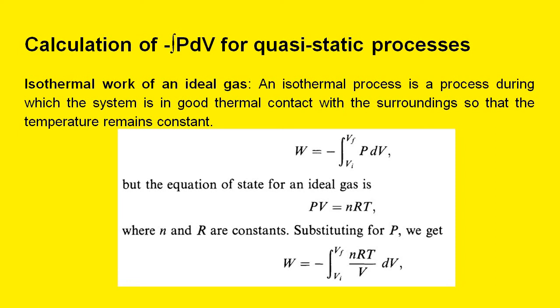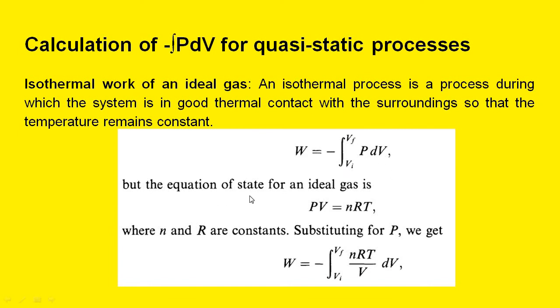And now we have different processes like isothermal, isobaric, isochoric, adiabatic, etc. We will be calculating the expression for work done during these types of quasi-static processes. First we will start with the isothermal work. An isothermal process is a process during which the system is in good thermal contact with the surroundings so that temperature remains constant. Our general expression is W equal to minus integral Vi to Vf PdV.